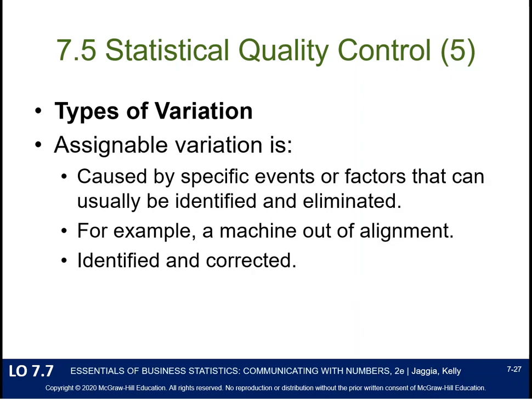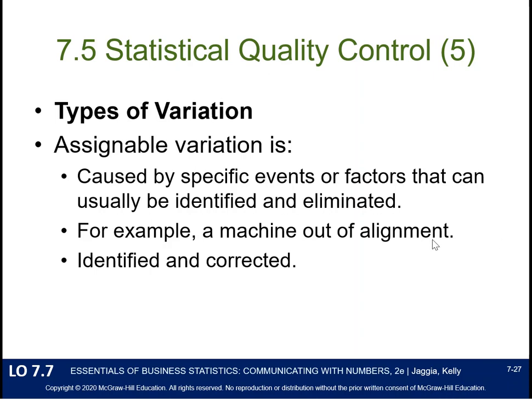Now, assignable variation is things that are outside of these acceptable limits. They're not just due to chance or to randomness. They're due to things that can be fixed. So, for example, a machine is out of alignment. We can fix that and bring our production process back within those acceptable limits. So this is really what we're looking for, so that we can fix this before, again, we make too many mistakes.